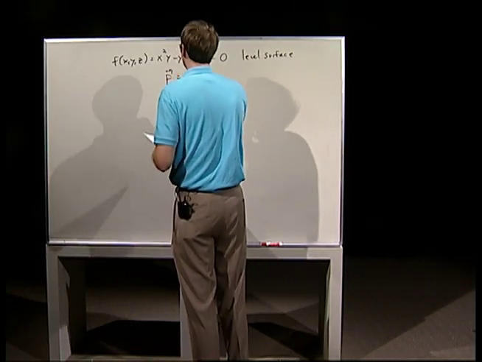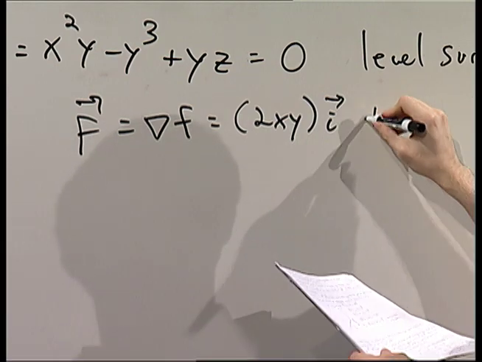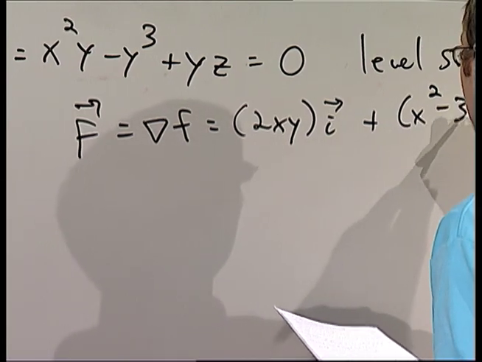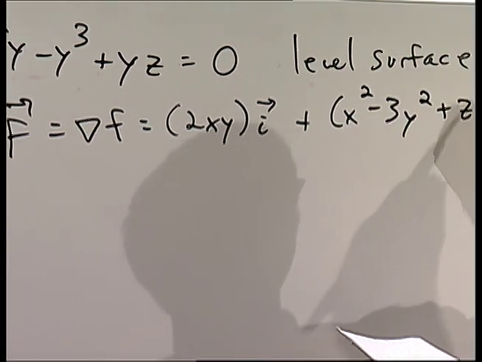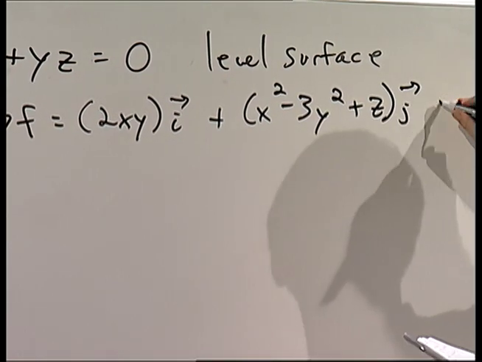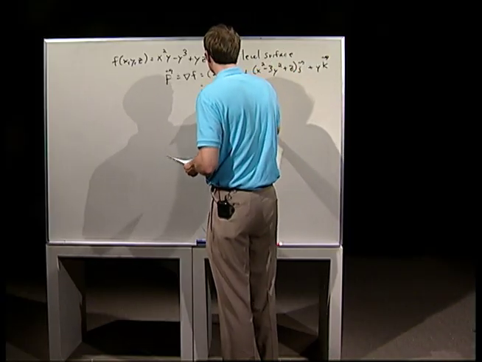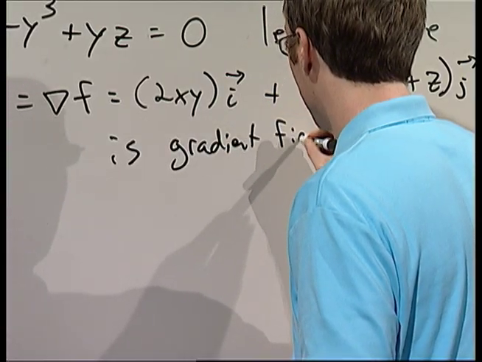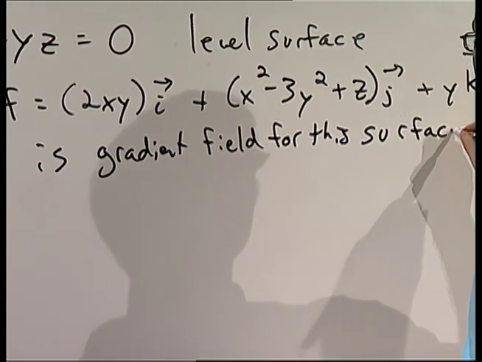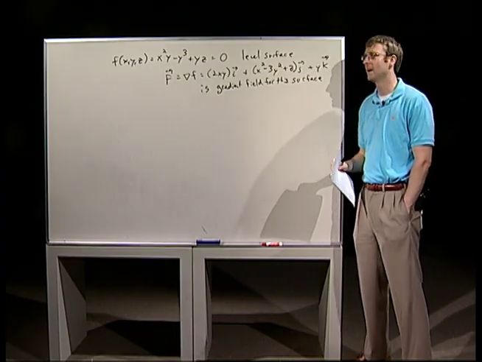So in this case, partial f, partial x would be just 2xy. That is the i component. And the j component is x squared minus 3y squared plus z. That's the j component. And the k component is just plus y, right? So plus y k. This is the gradient field for this surface, right? And this field will give you the gradient at every point that you elect to plug in there.